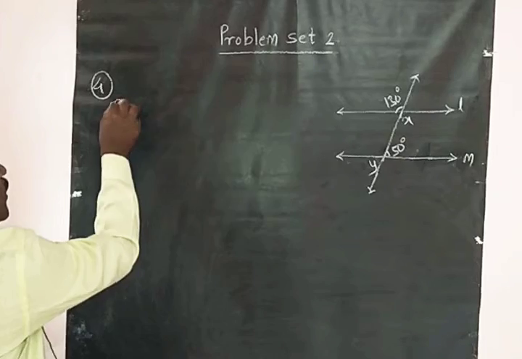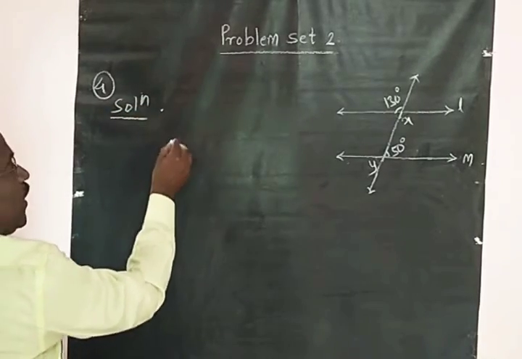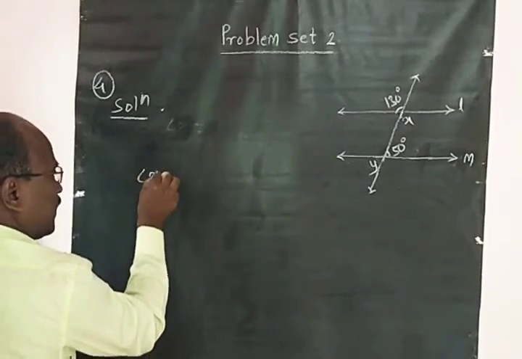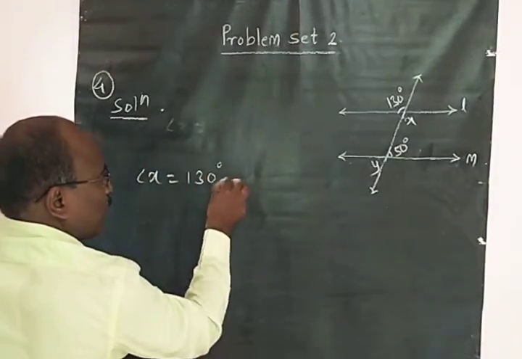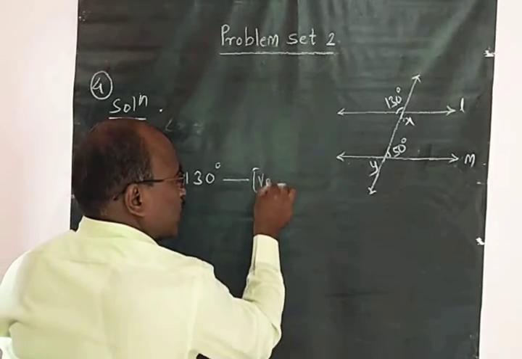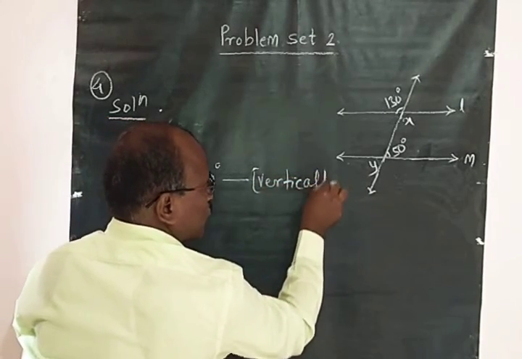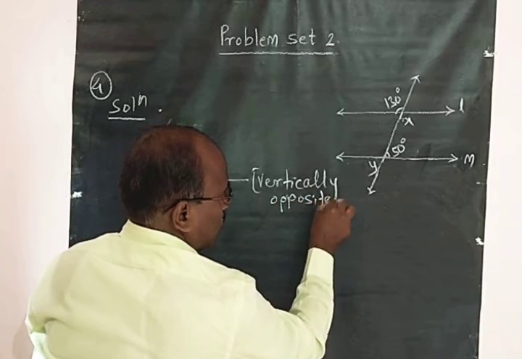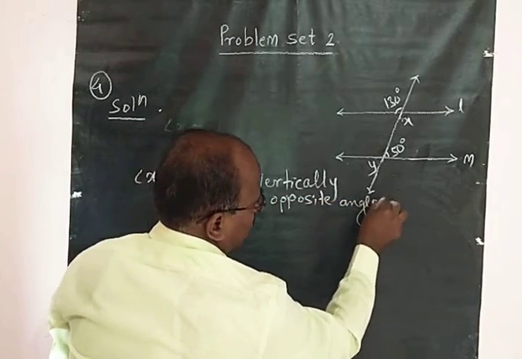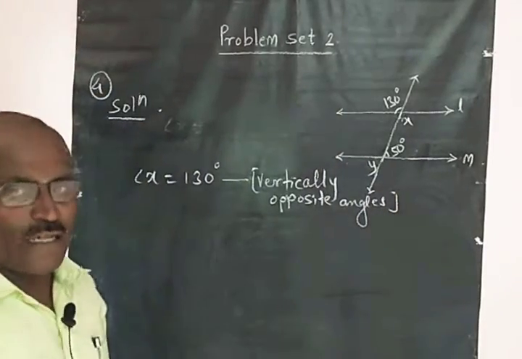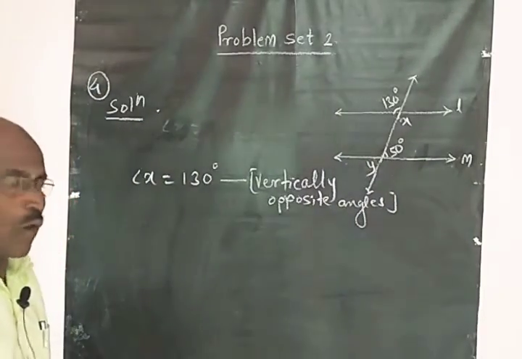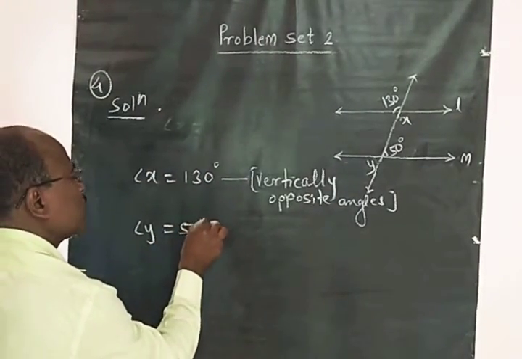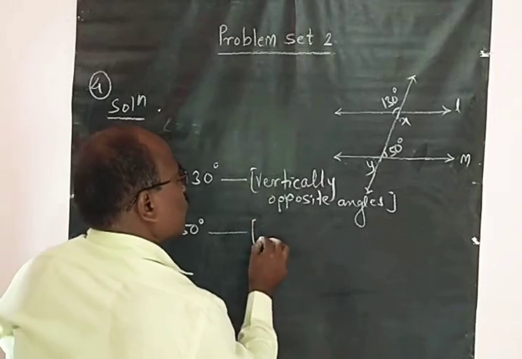So here write the solution. Angle X is equal to 130 degree. Write the reason here. Vertically opposite angles. Okay. These are vertically opposite angles. So the measures of these two angles are congruent. Again, angle Y is equal to 50 degree because these are also vertically opposite angles.